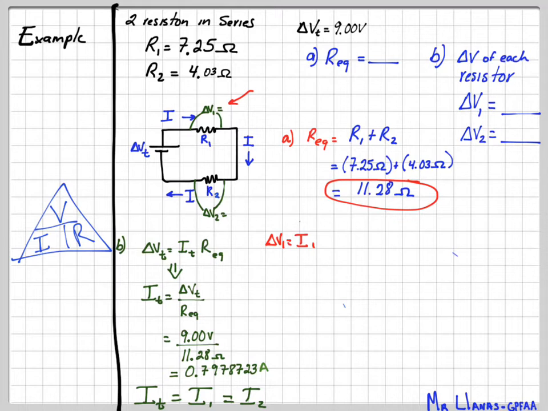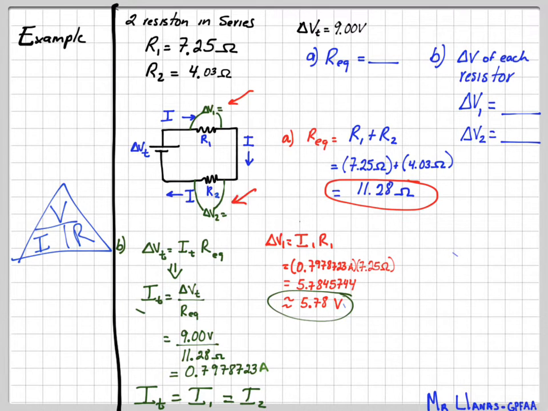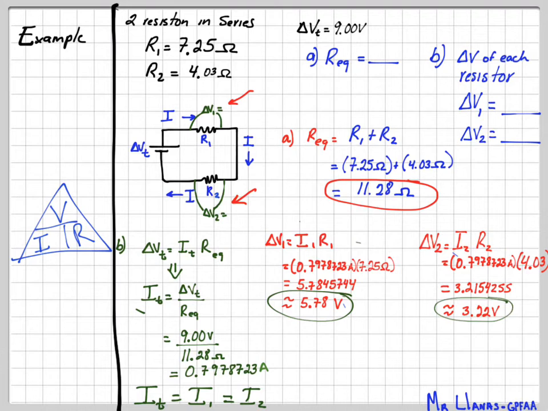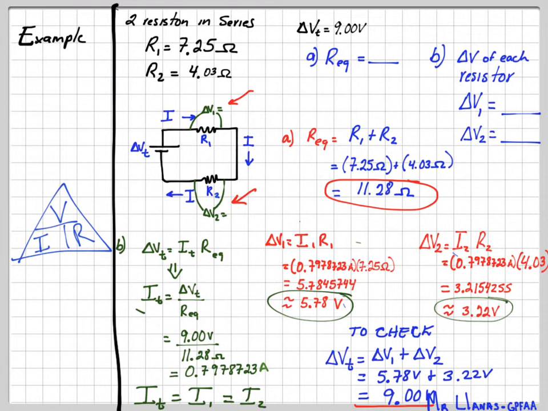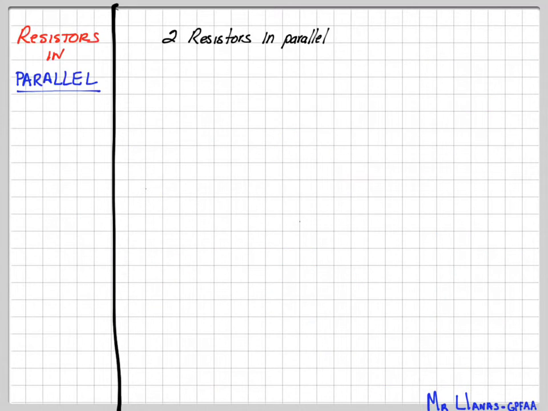So now we can find the voltage drop at every resistor. The voltage drop at 1 is just the current at 1 times the resistor 1. That's 5.7 volts. And then we'll do the same thing for the other resistor. And when we do that, we get 3.22 volts. And if you want to check, you can always use your equation. Remember that in series, the total voltage equals voltage 1 plus voltage 2. So if you do that, you should get 9.00 volts, or our terminal voltage. Okay, that's an example of resistors in series.